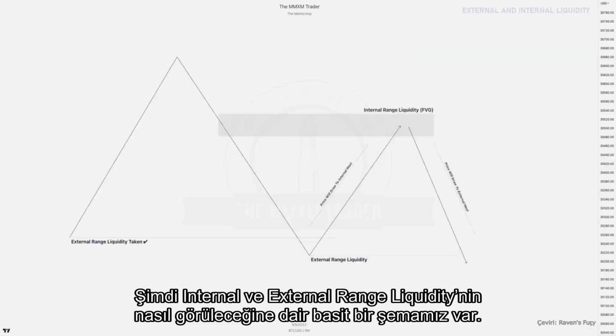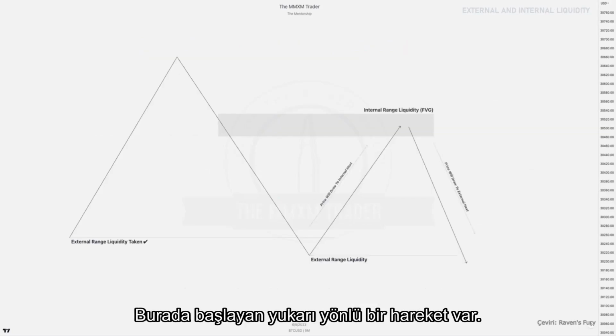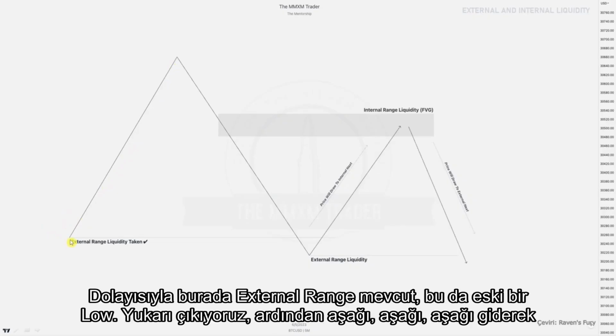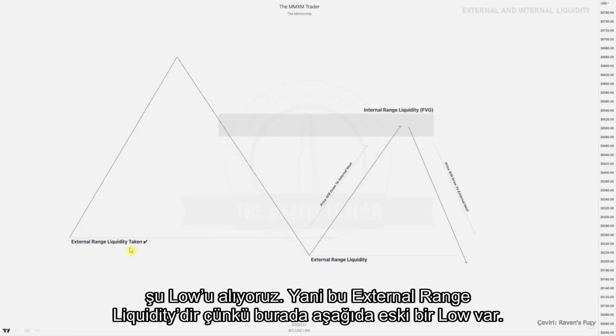Now we have a crude schematic over here on how to see where internal and where external range liquidity is. We've got this move up starting from here. So we have external range over here, which is an old low, right? We move up, going down, down, down, taking out that low. So that is external range liquidity, right? Because there's an old low down here.